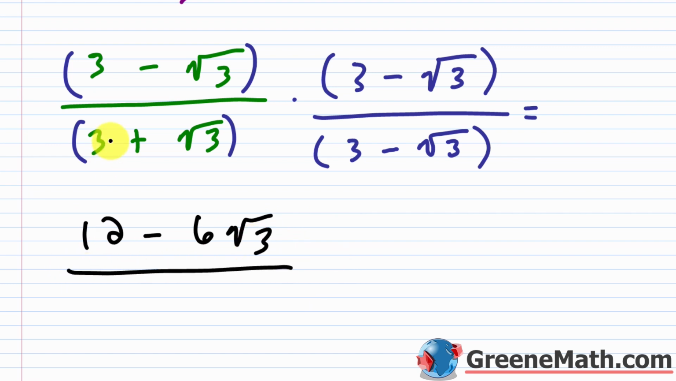Now down here, all I need to do is square the first guy, so 3 squared is 9, and then subtract away, if I square this guy, square root of 3 squared is just 3. Now I can just perform this operation. 9 minus 3 is just 6, okay?